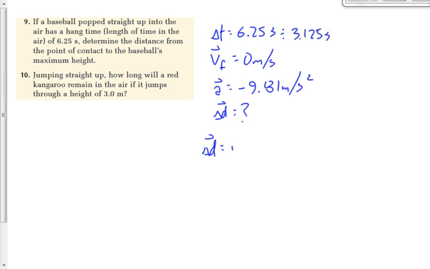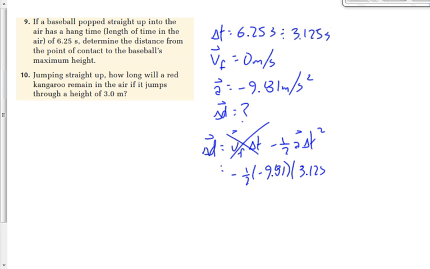D is equal to VFT minus 1/2 AT squared. We don't use this one very often. VF is 0. So we're going to say negative 1/2 of negative 9.81 times 3.125 squared. We don't see a lot of multiple choice questions in Physics 20, but we do in Physics 30.